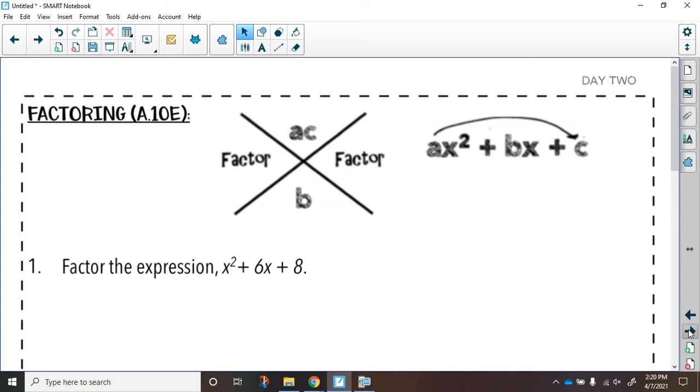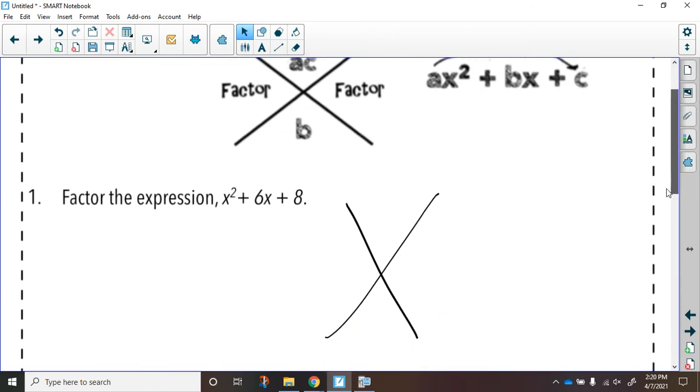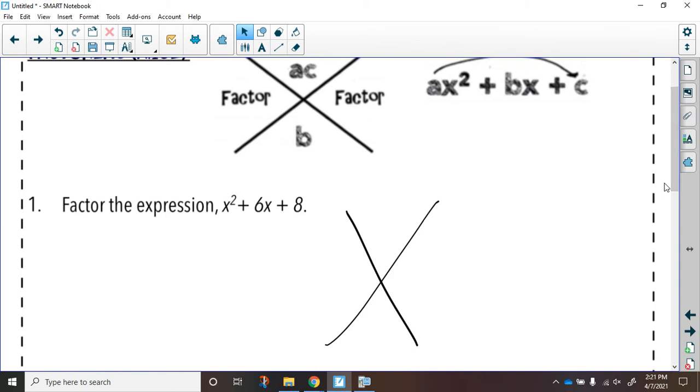We have this fancy little chart up at the top. So we are going to be using the diamond method. Again, I'm going to draw my x. And what I'm going to be doing is taking a times c for the top. So a times c for the top, which 1 times 8 is going to give us 8. B goes on the bottom, so 6. Now what I need to do is find the factors of 8 that add up to get 6.